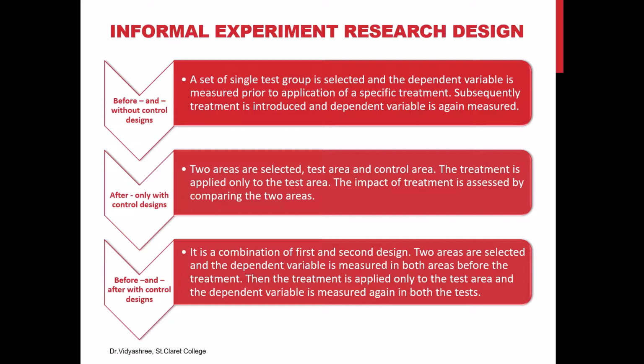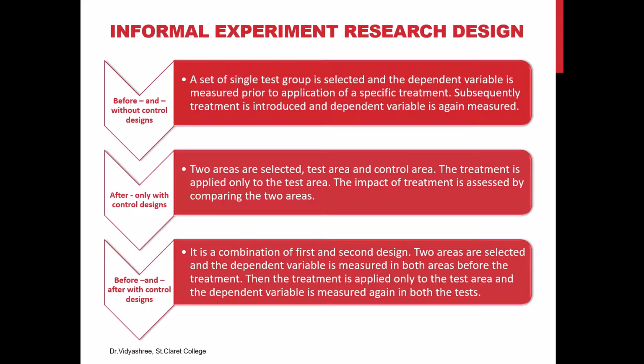Here the researcher is going to select two areas. One area we call the test area, the other area we call the control area. In the test area, he is going to apply the treatment. In the control area, he is not going to apply any treatment. He is just going to keep it as an observation. That's why it is called the control area. I repeat it again. We have two areas, the test area and the control area. Only for the test area, the treatment is applied. After applying the treatment, the researcher is going to measure the dependent variables and compare these two areas.